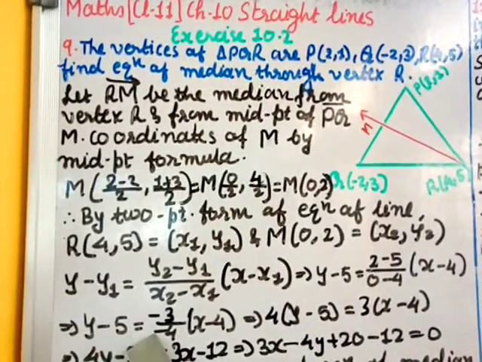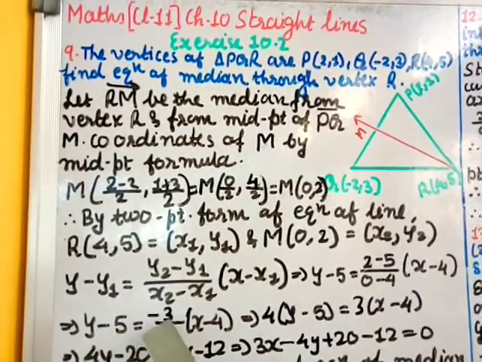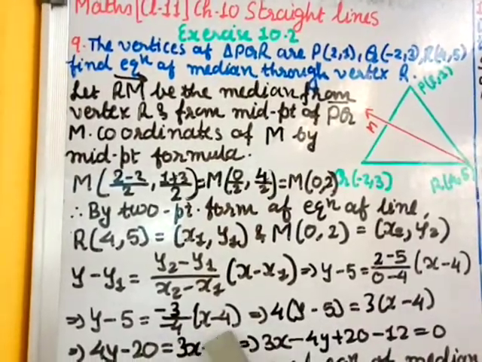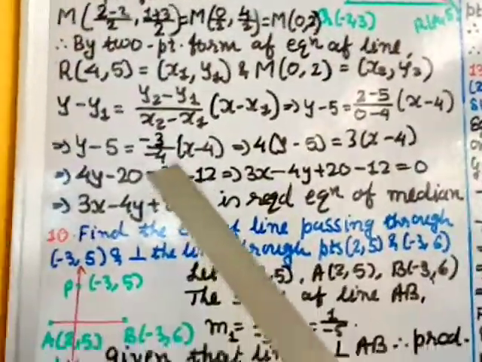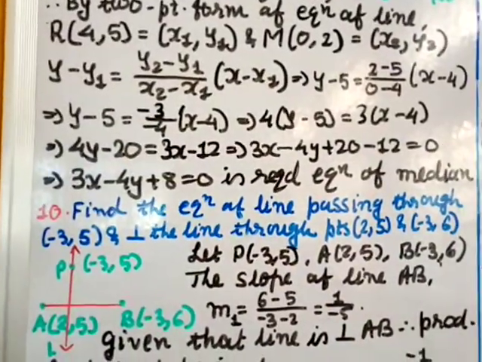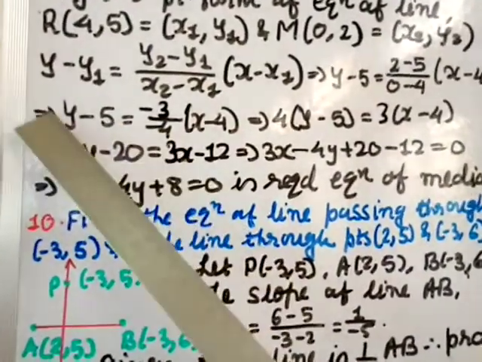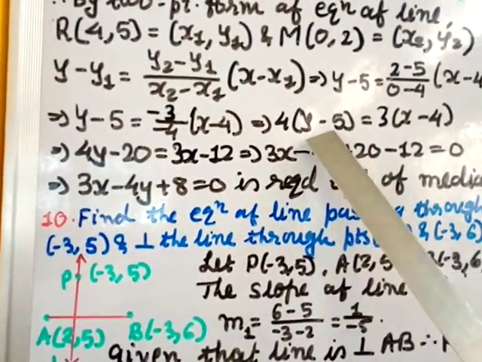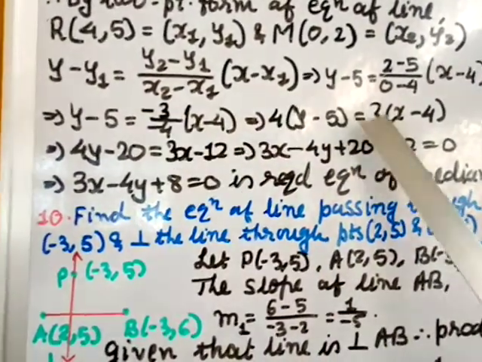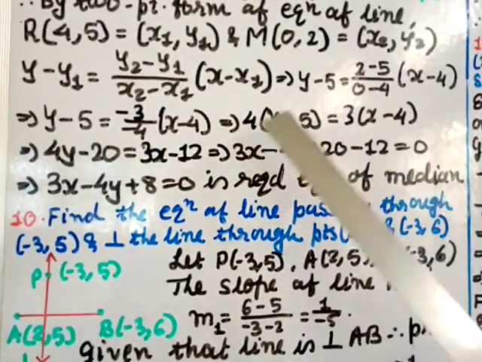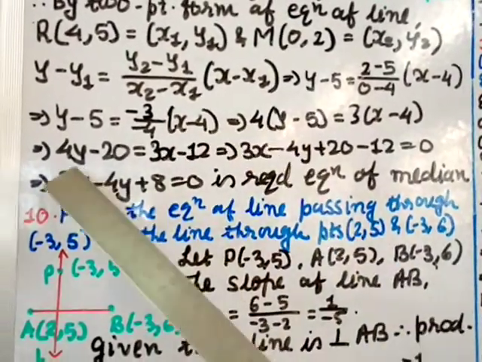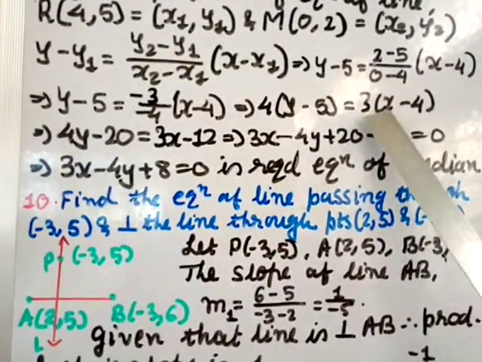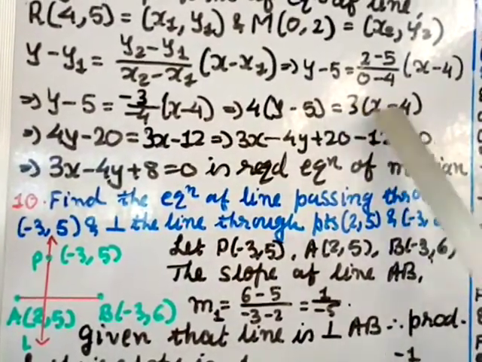y minus 5 as it is. 2 minus 5 gives you minus 3. 0 minus 4 is minus 4. And here x minus 4 as it is. Now see, both are negative, so cancel the negative, it will become positive. And this 4 transfer here, so it will multiply with both the terms. So write 4 into (y minus 5) equal to 3 into (x minus 4). Multiply inside, so 4 into y is 4y, minus 4 into 5 is 20, equal to 3 into x is 3x, minus 3 into 4 is 12.